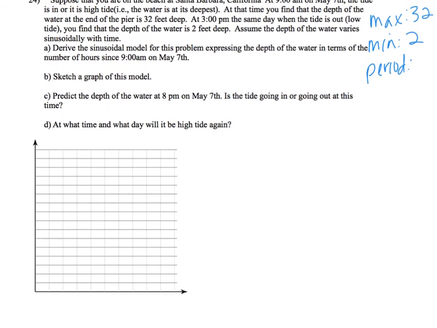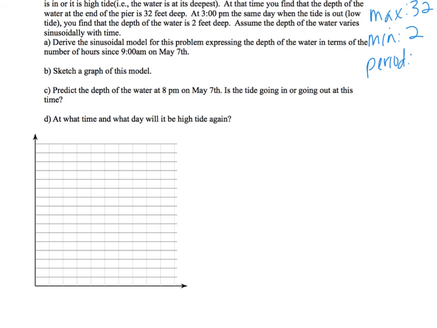So how many hours since 9 a.m.? So this is 9 a.m. right here. So at 3 p.m., the same day, when the tide is out. So that's, so this is 11, 1, and this is 3. So at 3 p.m., the tide is low.